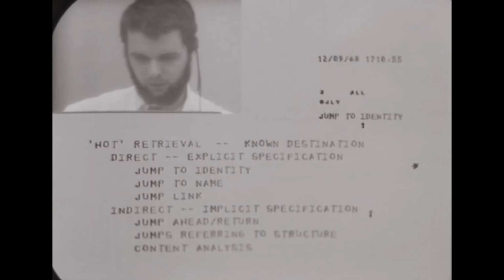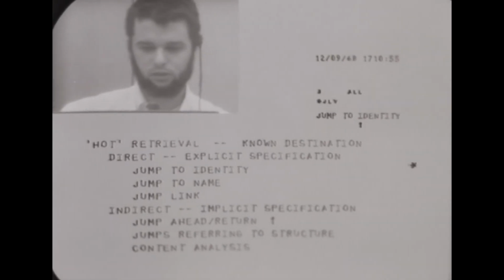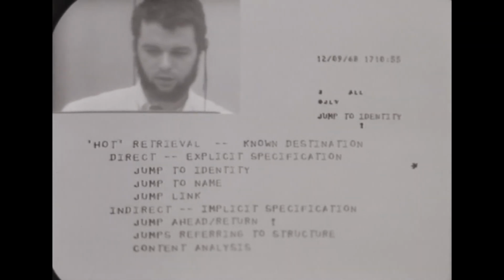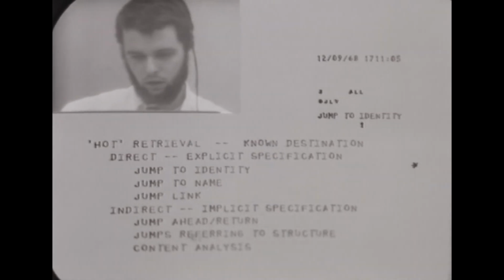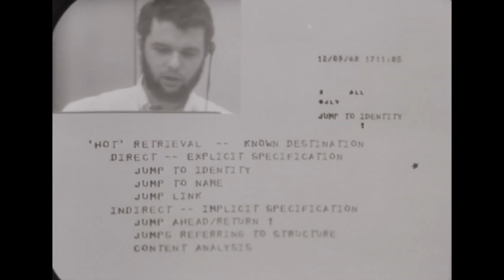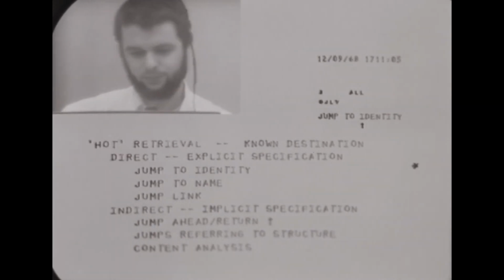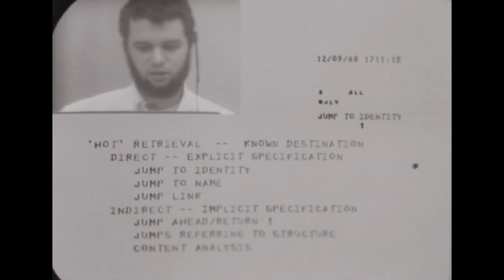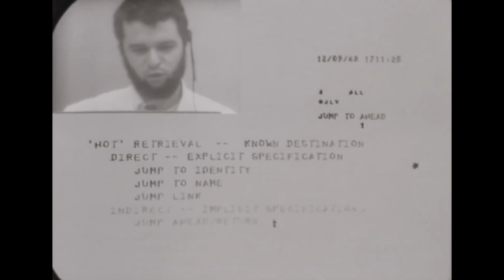For implicit specification, by this I mean using information that's been stored by the system in order to specify where you want to go. In the first case, the information has been stored in the form of a memory of what you've been doing recently, so that you're able to say, jump to the view that I just previously had. So I can say jump return, and it'll take me back to the view. Or jump return, and I go to the view that I had just before that. Or I can say jump ahead and move back down again.